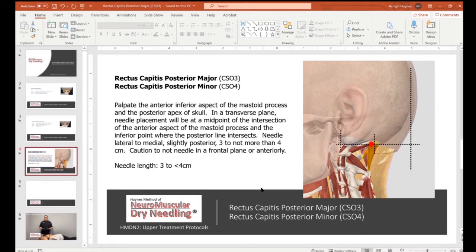Rectus capitis posterior major and minor, CSO 3 and 4: palpate the anterior inferior aspect of the mastoid process and the posterior apex of the skull. In a transverse plane, needle placement will be at a midpoint of the intersection of the anterior aspect of the mastoid process and the inferior point where the posterior line intersects. Needle lateral to medial, slightly posterior, 3 to not more than 4 centimeters. Caution to not needle in a frontal plane or anteriorly. Again, needle length will be 3 to less than 4 centimeters.